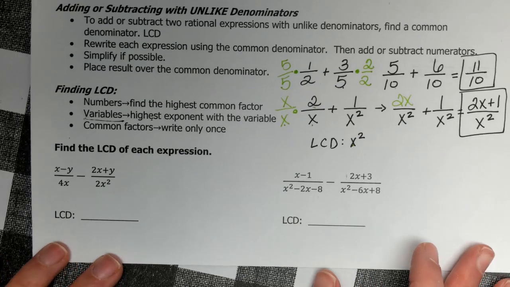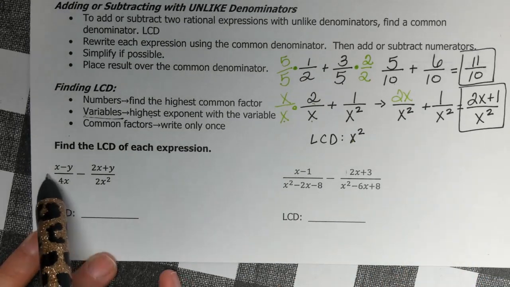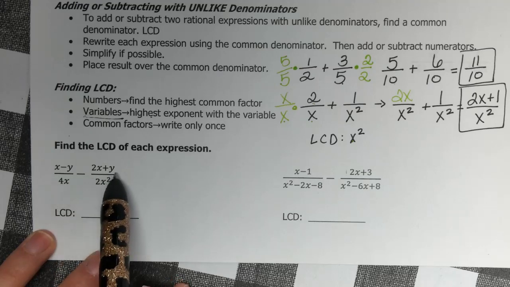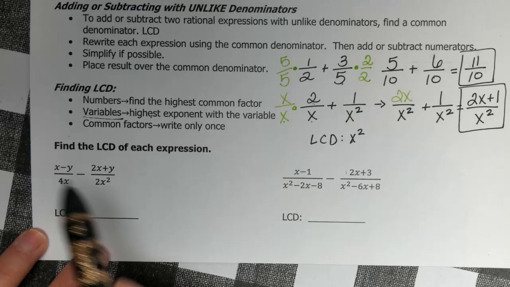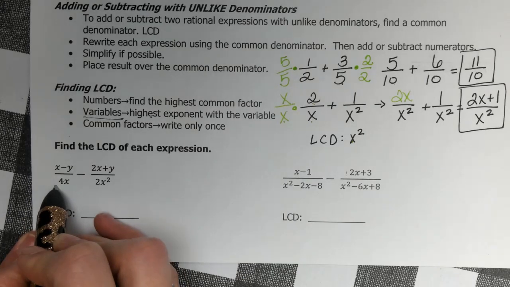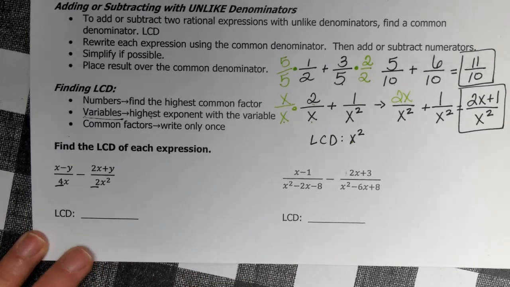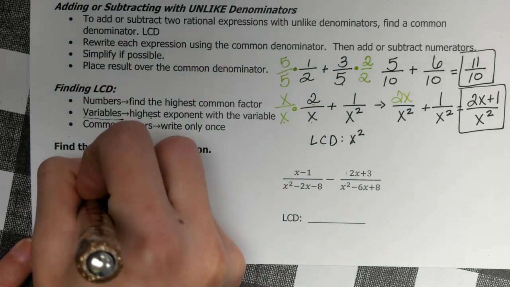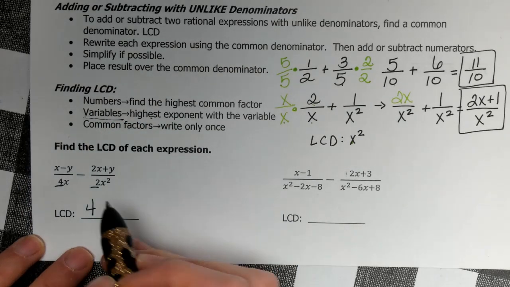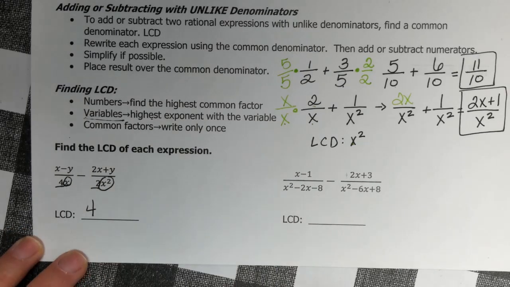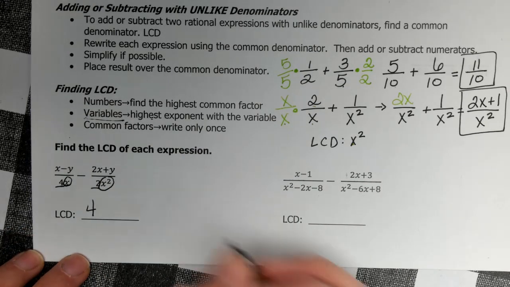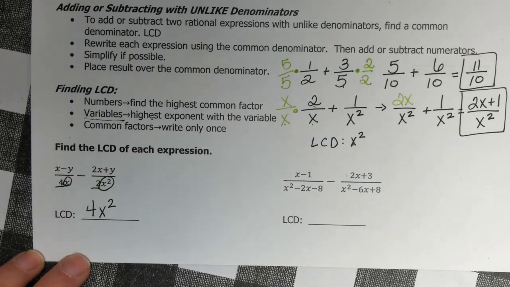So this first example, I have x minus y over 4x minus 2x plus y over 2x squared. Okay, so I'm going to look at my numbers first. So if I have a 4 and a 2, my LCD would be what? 4. Okay. I have an x and an x squared. So I need that to be what? X squared. So 4x squared would be my LCD.